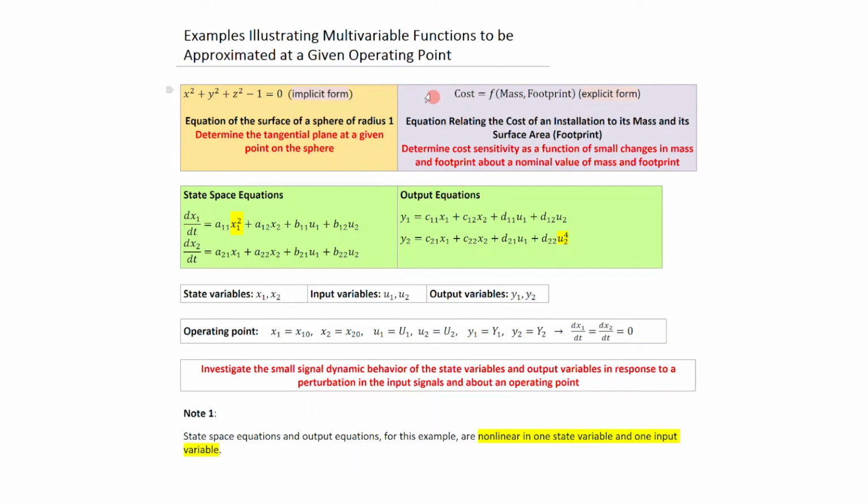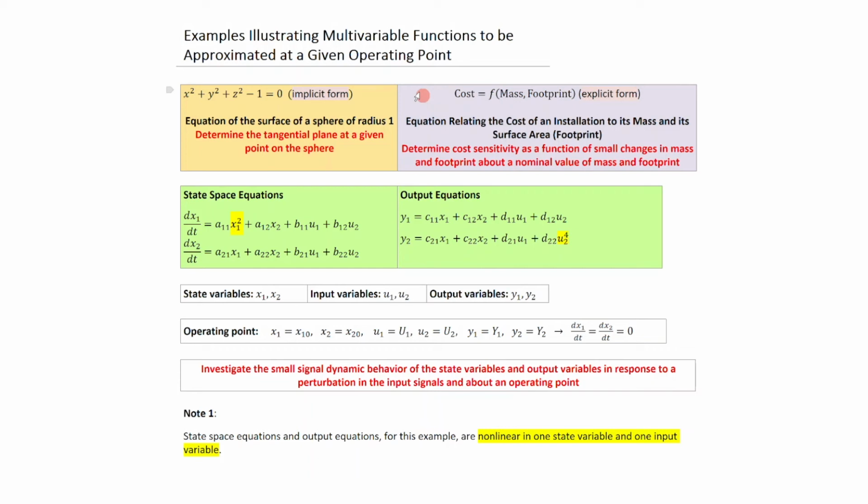Let's come over here. Here's an example of a physical problem. You're given that the cost is a function of the mass and the footprint, right? Footprint meaning the surface area. So the bigger the surface area, it's more real estate, you expect the cost to be higher. The heavier the object, right, more costly, because to transport this object is probably going to be more costly as well. So it just gives you some idea.